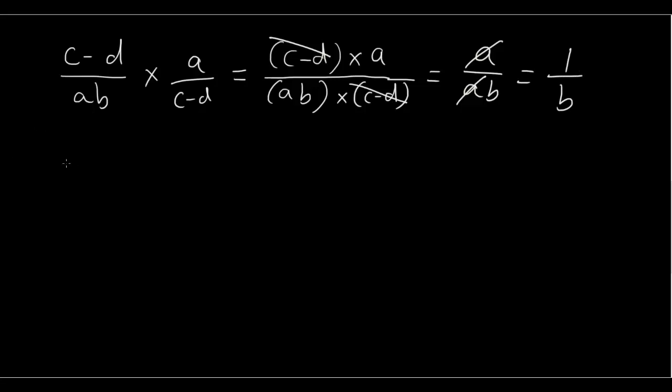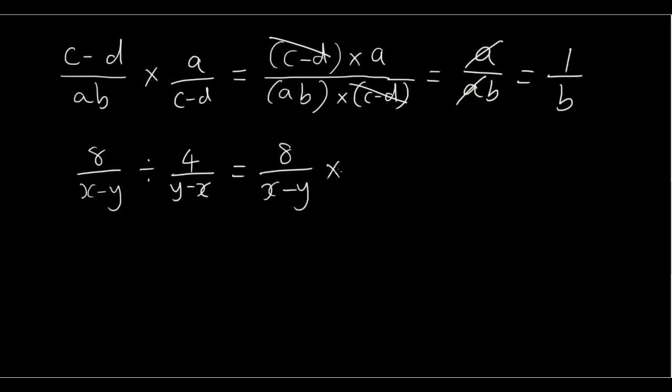Alright, dividing. Let's just do a different one. So if we have 8 over (x − y) divided by 4 over (y − x). Now let's change the divide into times, so that becomes 8 over (x − y) times (y − x) over 4.